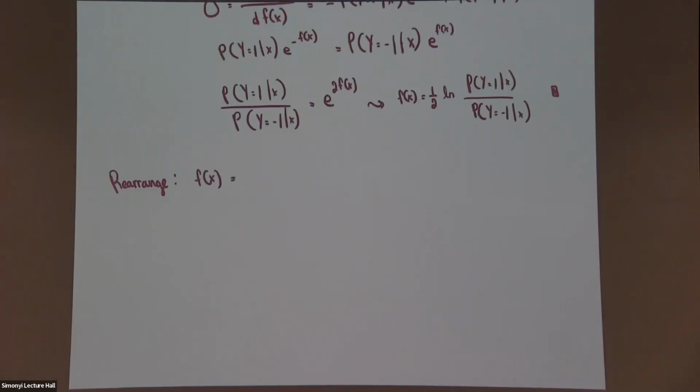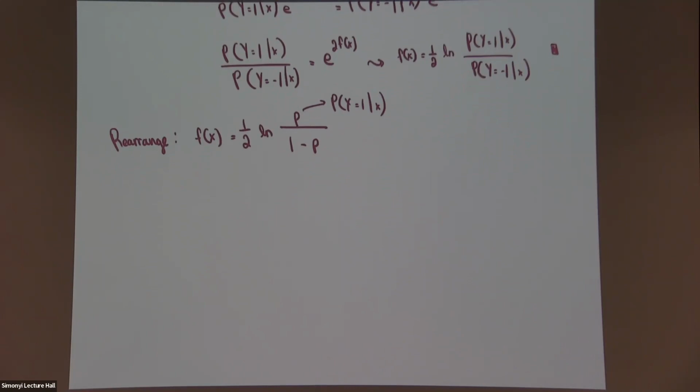I'm going to call this P on the top, and I'll call this 1 minus P in the bottom, just to make my life easier in terms of notation. This P is just the probability that y equals 1 given x. So then what I can do is take here e to the 2 f of x equals p over 1 minus p. So I just undid the 1/2 and the log, put them back.